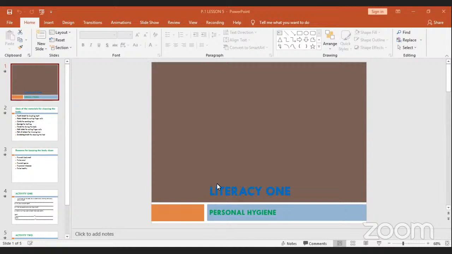So last week, we talked about personal hygiene. What is personal hygiene? Keeping your body clean. That is what we said about personal hygiene. Now, we also looked at the items we use to keep our bodies clean. Can you try to say some of those items?